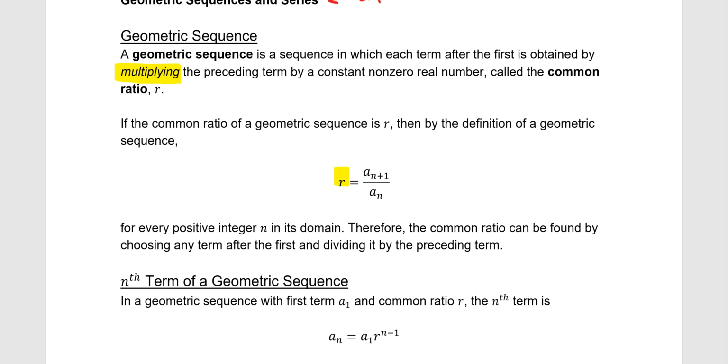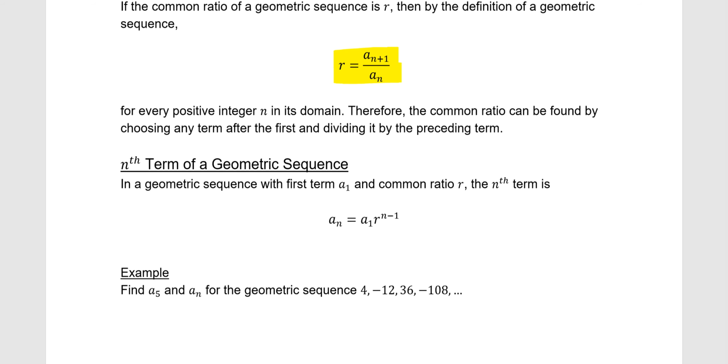This means that we find r by dividing terms that are right next to each other. You just have to make sure that the numerator is the term after the denominator. Okay, so that's how we find the common ratio. Just like we found the common difference where we subtracted terms, now we're dividing terms.